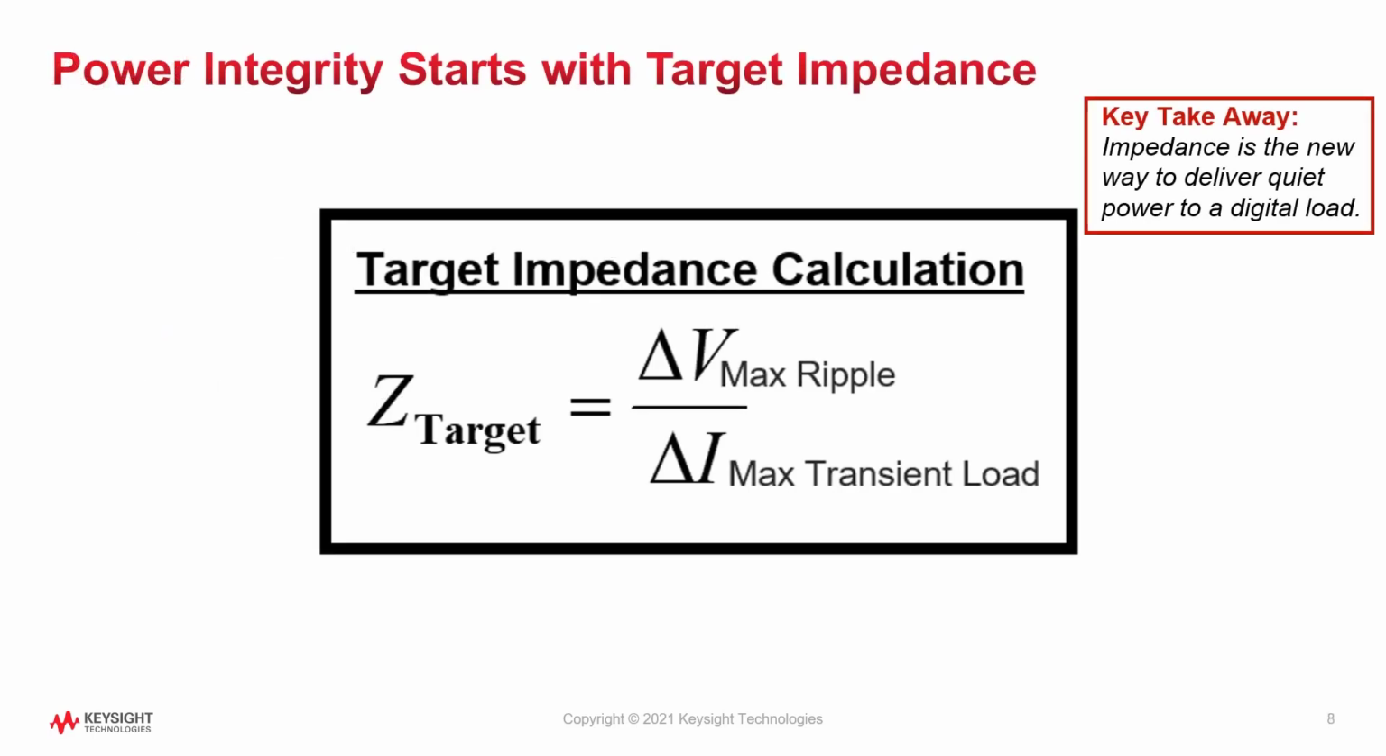Power integrity starts with target impedance. Digital loads have a very wide bandwidth of digital frequencies which require the impedance to be controlled so that any dI/dt transient times that impedance will not exceed the maximum voltage ripple. The equation is quite simple. Target impedance equals the delta maximum voltage ripple divided by the delta maximum load transient.